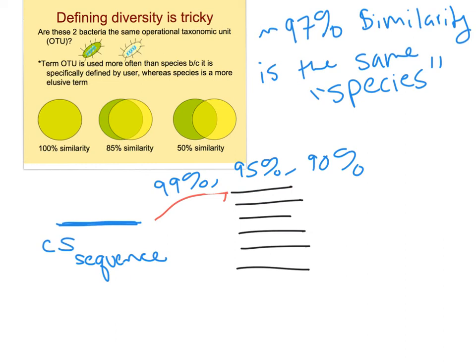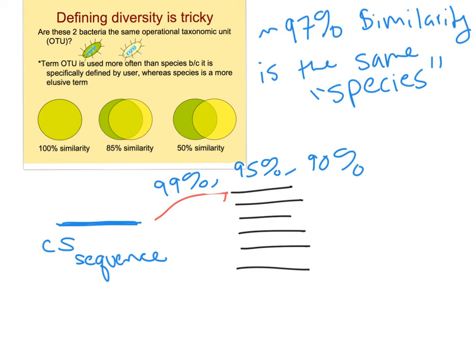Same thing. Well, here I was just putting down numbers like, what if? This is hypothetical. What if it was 99? What if it was 95? What if it was 90? So people have come up with this common way of saying things are the same species, and that is if they're identical at 97% identical.